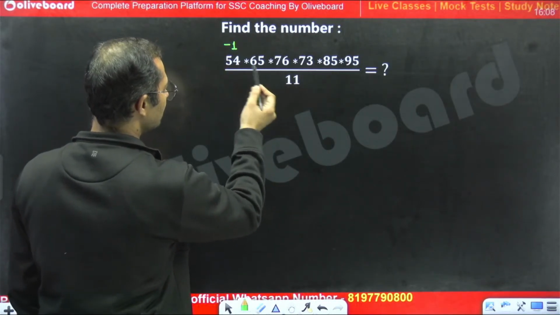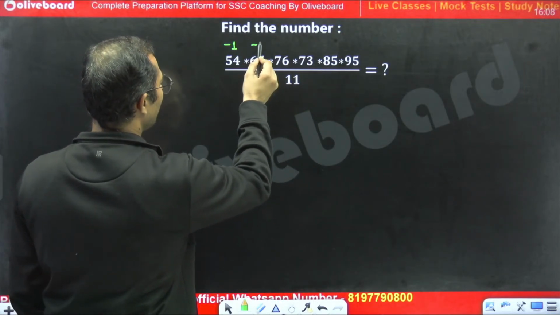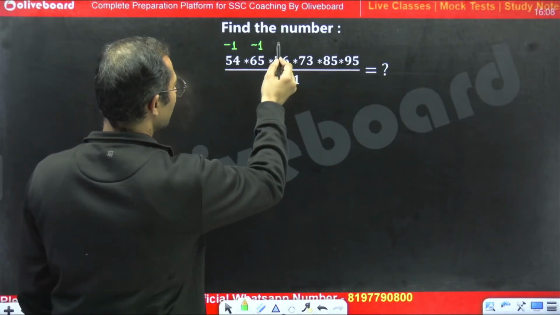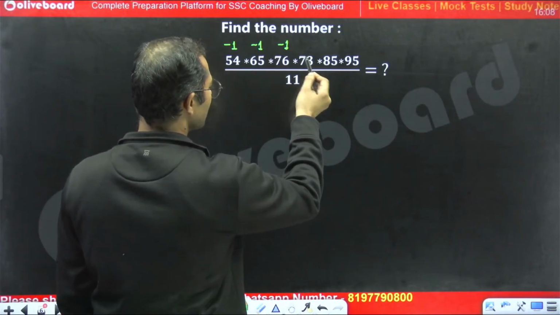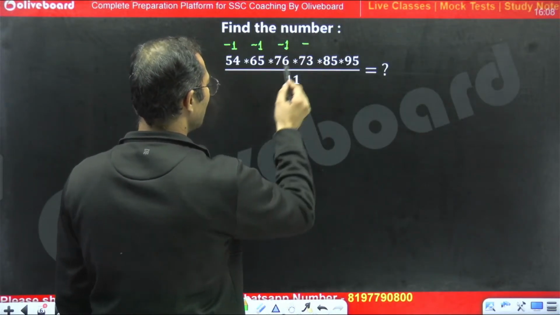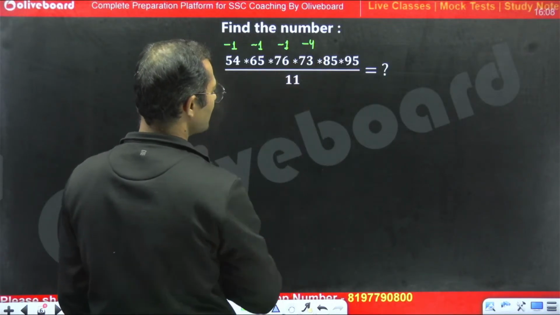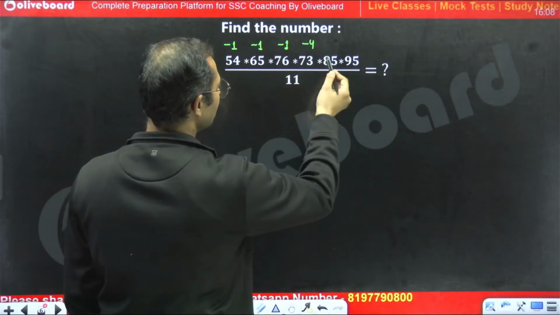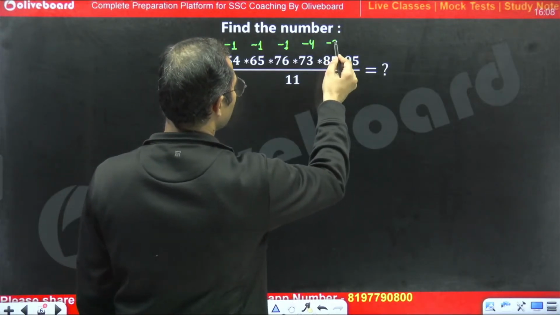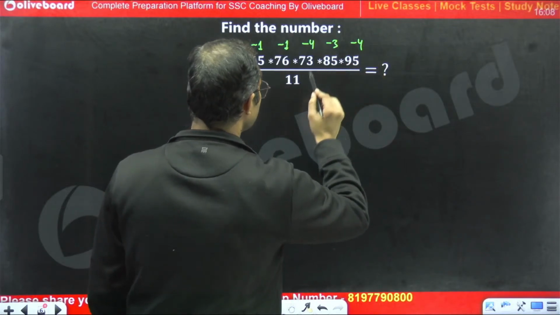Just divide each number by 11. So 66, minus 1 is the remainder. 77, minus 1 is the remainder. 77 means minus 4 is the remainder, okay? 11 8s are 88, so we can say that minus 3 is the remainder. 11 9s are 99, so minus 4 is the remainder.